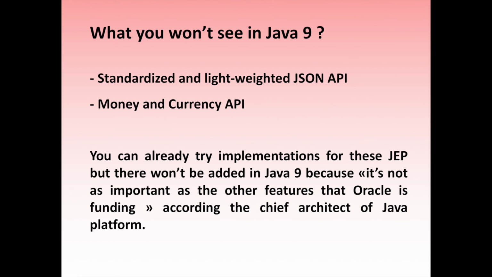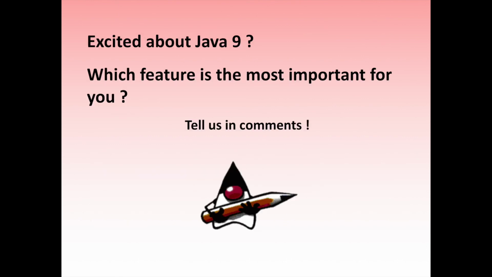More bad news is that the Money and Currency API also lacked Oracle's support and didn't make it for the release. Excited about Java 9?